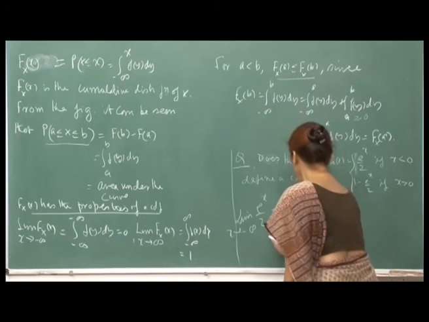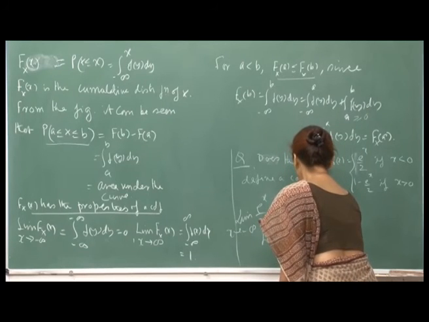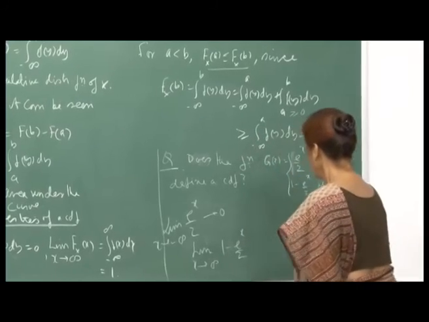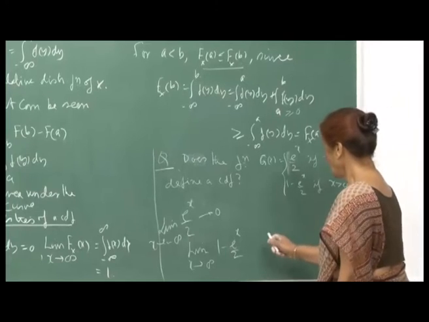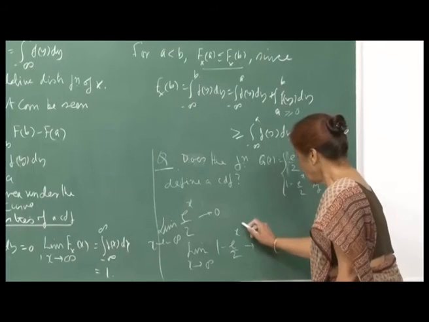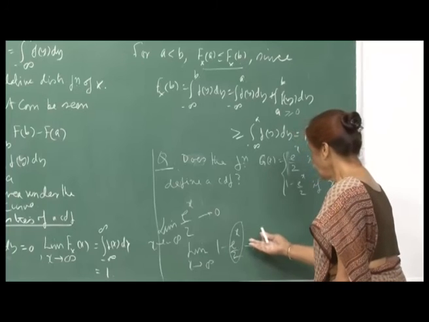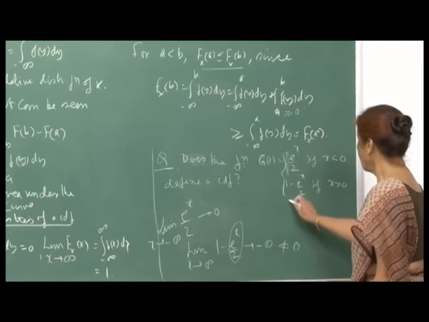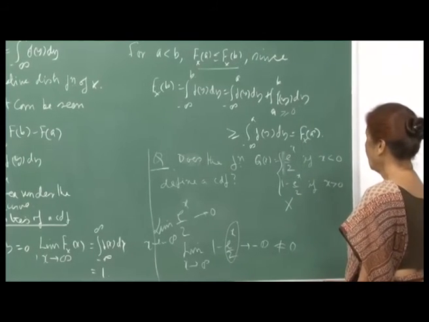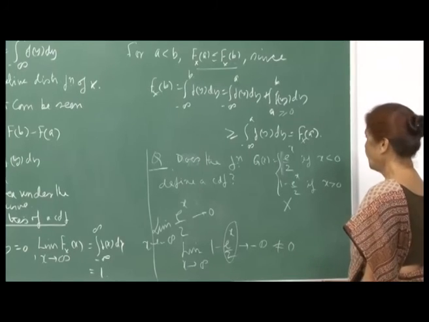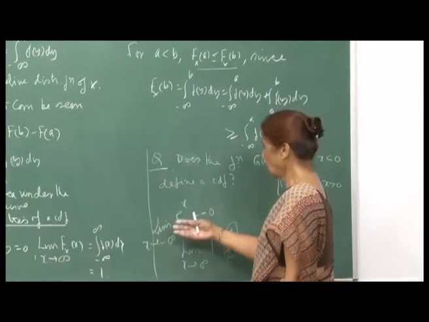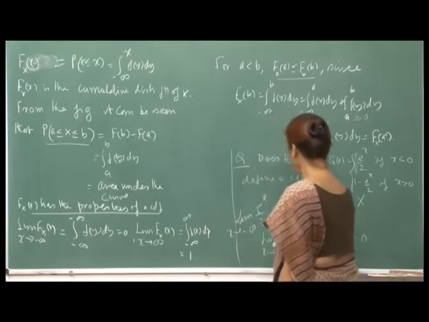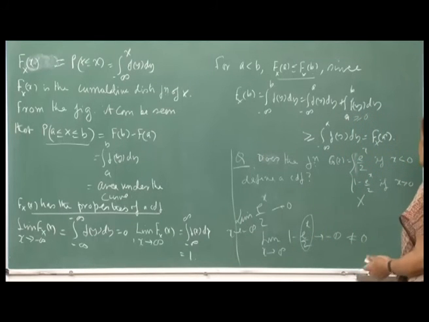Now look at the limit of 1 minus e raised to x by 2 as x goes to plus infinity. What is happening here? This portion goes to infinity, so therefore this is going to minus infinity and not equal to 1. So this does not define a CDF. One can try to see if any one of the conditions fails to be satisfied, we will conclude that the function we are looking at is not a CDF.